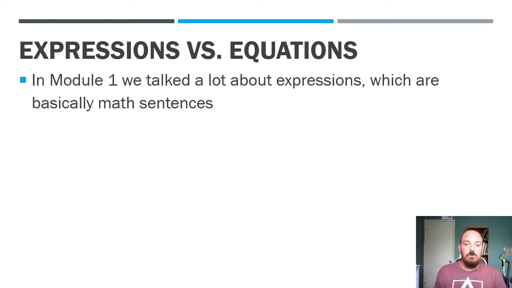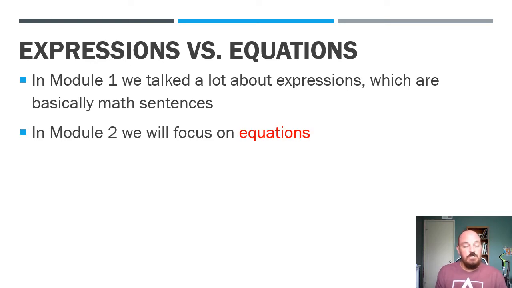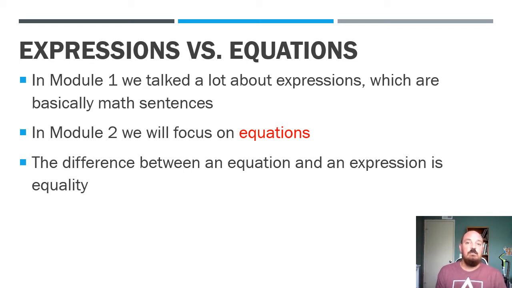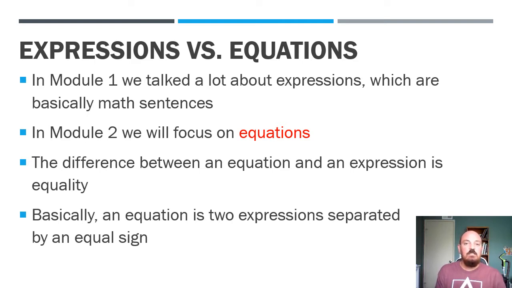Quick reminder. In Module 1, we focused on expressions. An expression was a math sentence, like 2x plus 5. In Module 2, we're going to focus on equations. Now, the difference is, and you can see it right in the word equation, the word equation kind of has the word equal in it, and that's the difference. An expression doesn't have an equal sign. It's just 2x plus 5. An equation does. So basically, you can think of an equation as two separate expressions that are separated by an equal sign. Something equals something.